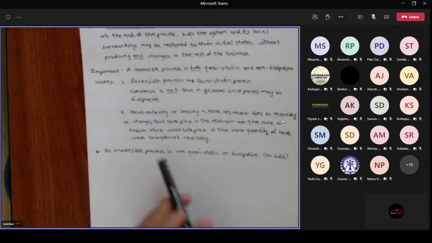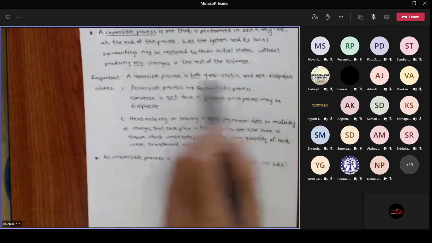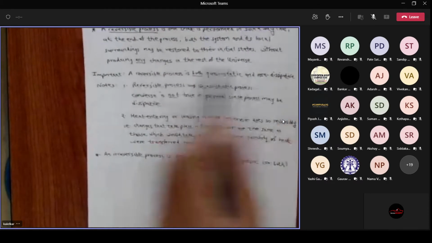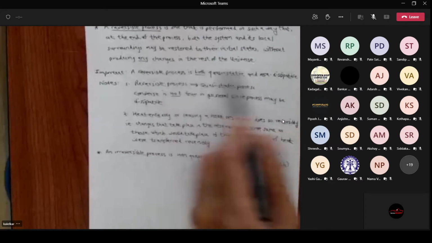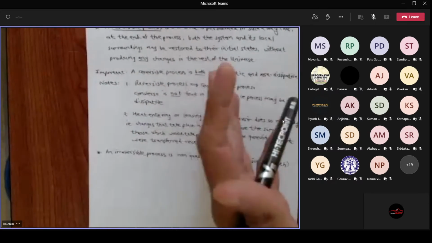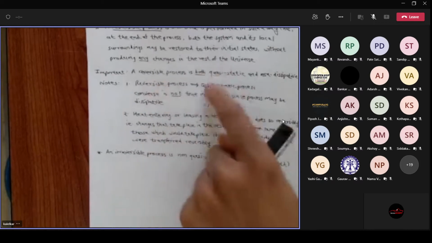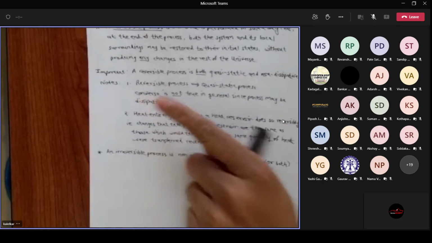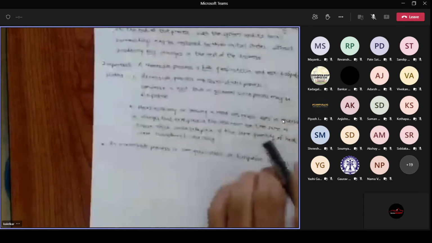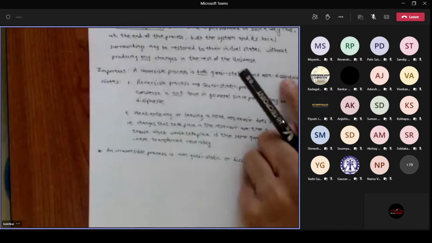That's one example. So that's something to remember. Please remember this, because this will clarify a lot of confusion about what exactly is reversible and what is quasi-static. Well, here it is. Reversible implies quasi-static, but the converse is not true in general. Maybe, but in general it's not true. You have to ensure that the process is non-dissipative.